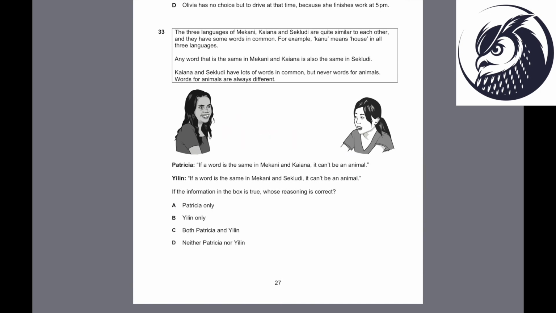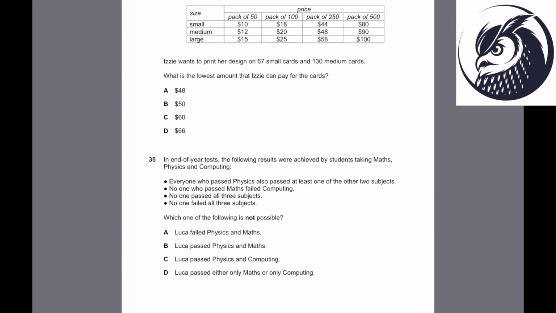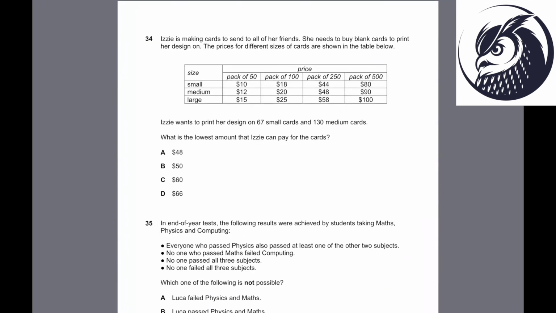Let's now move on to question 34. So in question 34, we have Izzy is making cards to send to all of her friends. She needs to buy blank cards to put her design on. The prices for different sizes of cards are shown in the table below. So Izzy wants to print her design on 67 small cards and 130 medium cards. What's the lowest amount that she can pay for the cards?